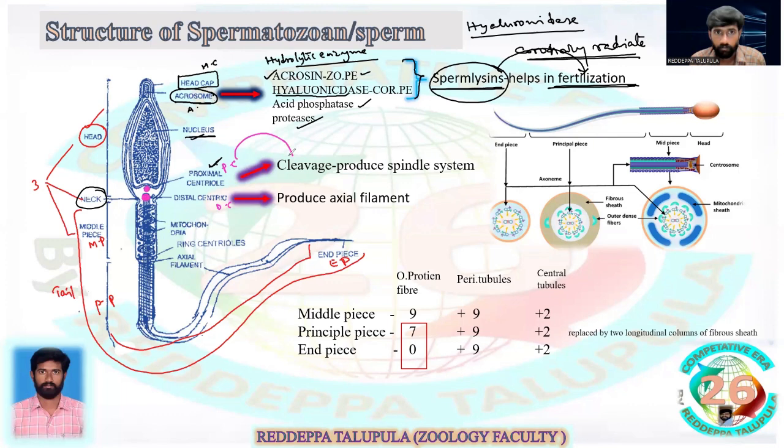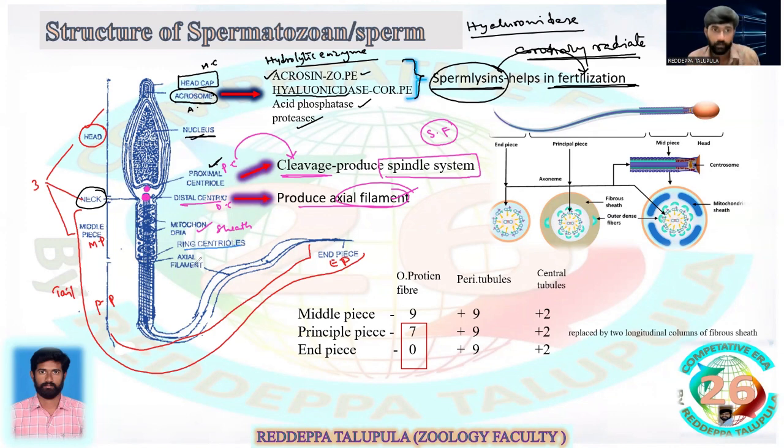PC has a specific function which plays a prominent role during the time of the cleavage because it produces the spindle system, which promotes the initiation and elongation of the spindle fibers, which plays a major role in movement of the chromosomes during the respective stages. Okay. Next, distal centriole. Distal centriole produces axial filament. Okay. Now, middle piece. Middle piece contains mitochondrial sheath, Nebenkern sheath, and at the posterior there is one ring.